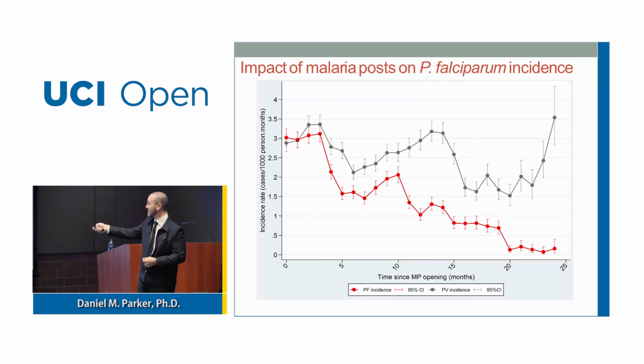And that's why you see the big effect with PF, but not so much with PV. When they come to the clinic, we clear the bloodstream, but they're probably going to get sick again in the future.